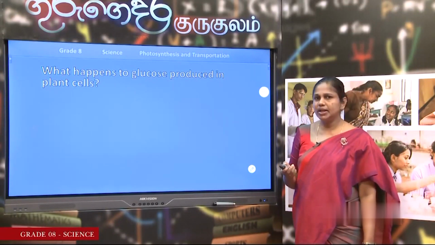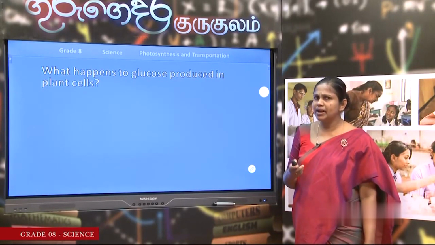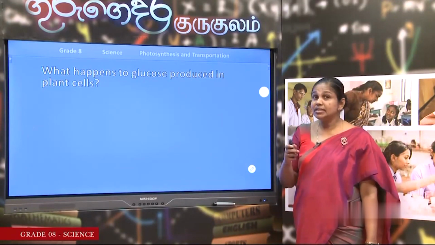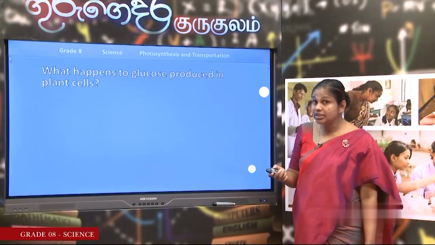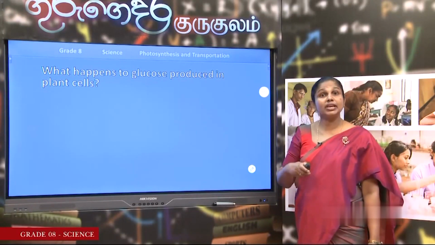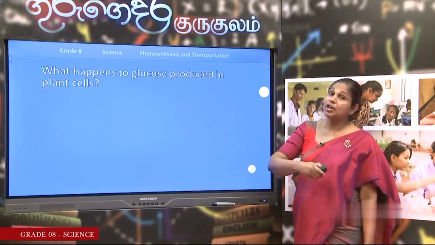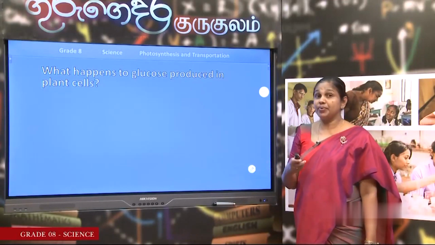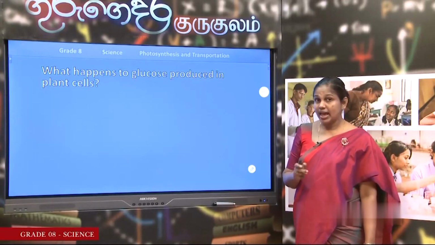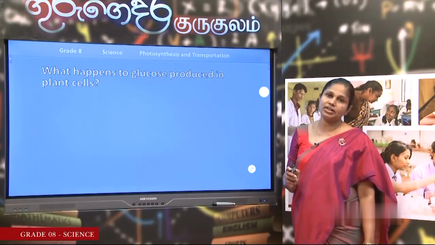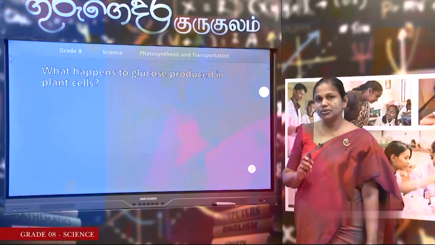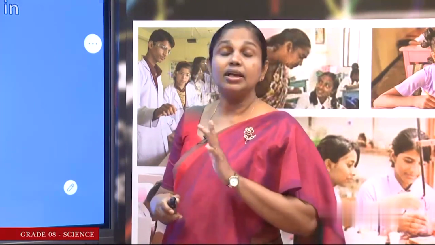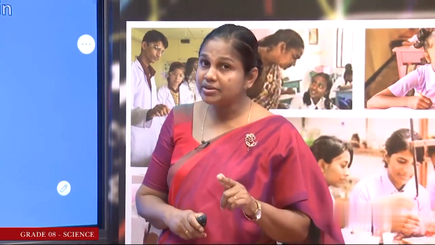Why? Because glucose is soluble in water. So, once it is produced in the leaf cell, this glucose can dissolve in water and move here and there and can go to any place. But when it is converted to starch, as starch is insoluble in water, starch cannot move. So, just after producing glucose by this process, it is converted to starch and stored in the leaf temporarily.